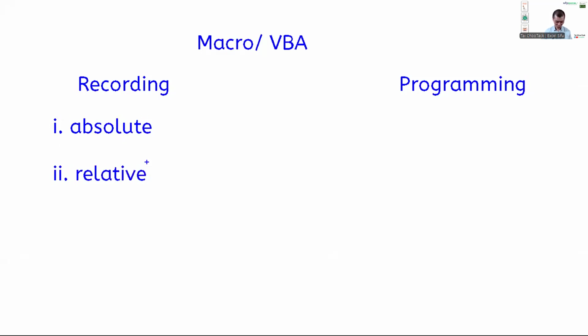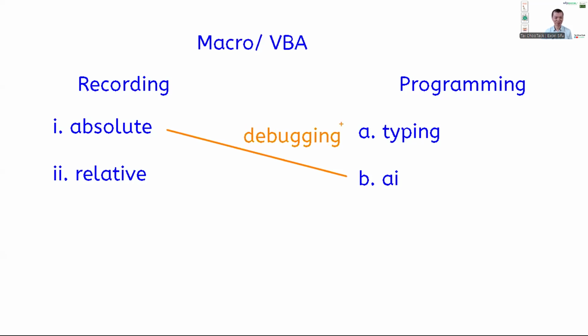Yes, relative. For the programming, it has two ways. We can type ourselves, or we could use what we have just gone through: AI, yes. And between these two, there is something called debugging. We went through the absolute recording, we worked with the screens side by side, and we also learned how to do debugging plus using AI.